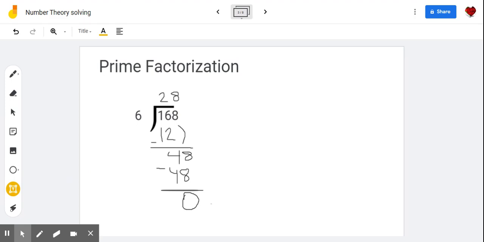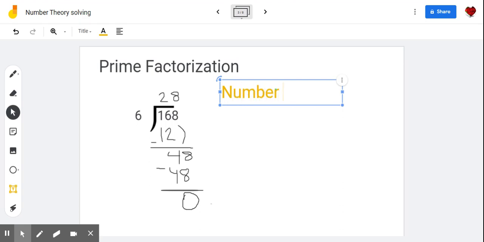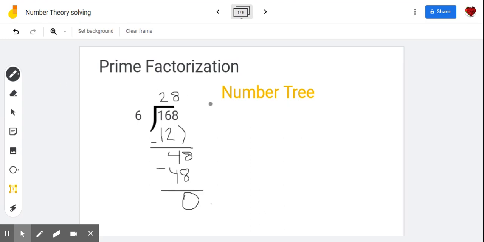Now over here, I want to introduce you to something new. This is called a number tree. We use a number tree to break down a number to find the components to make our prime factorization. It's an easy way to do it. So let's start with 168. We're going to break that down into 6 times 28.